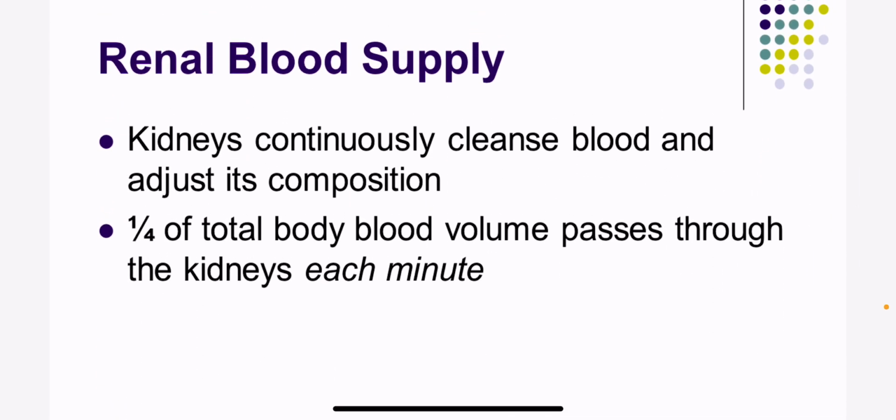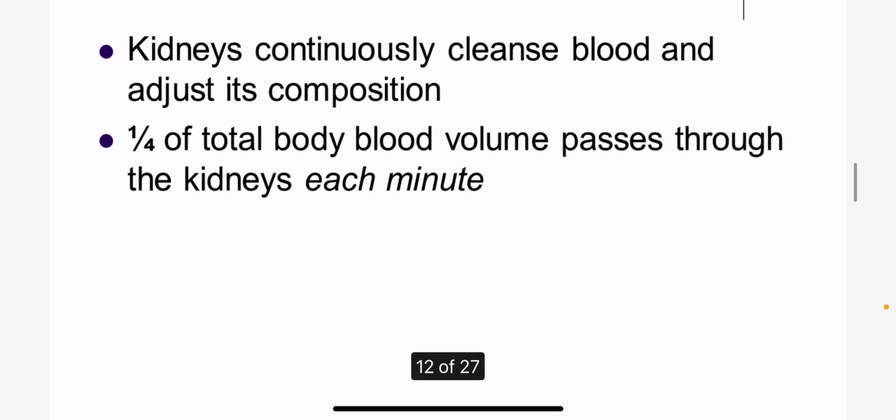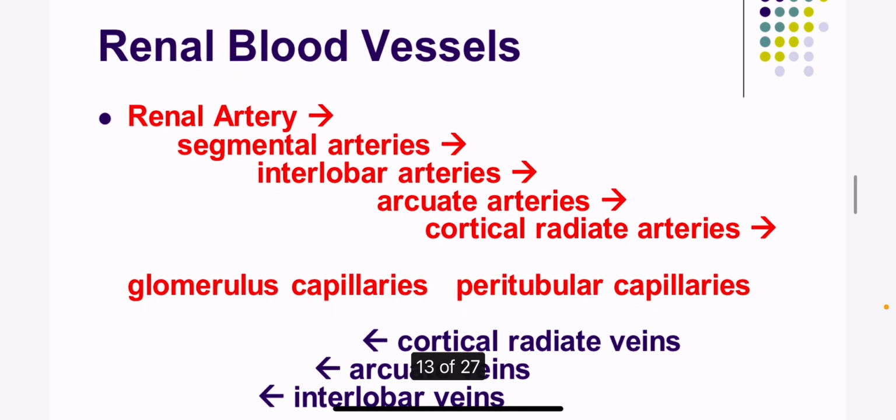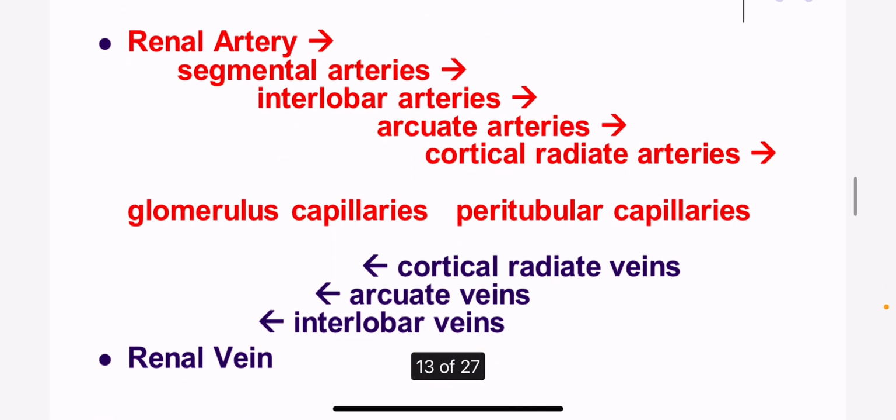And so, as I just mentioned, the kidneys have a really, really intense blood supply. Why? They're responsible for processing 1/4 of the blood volume every single minute. And we're going to look at the blood supply in just a second. So there are specific arteries, which then turn into capillary beds and then come back into veins.